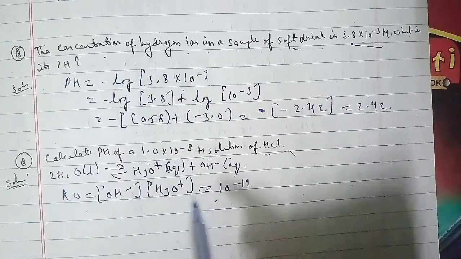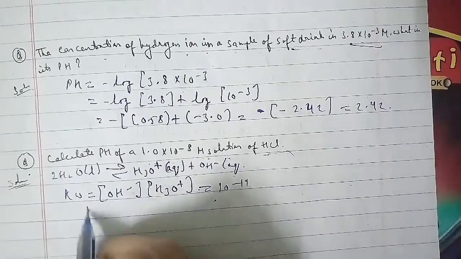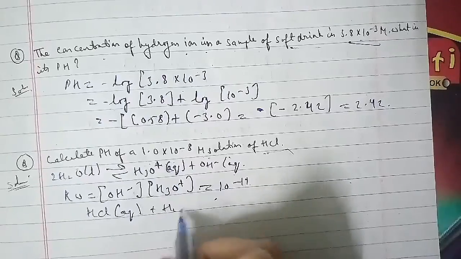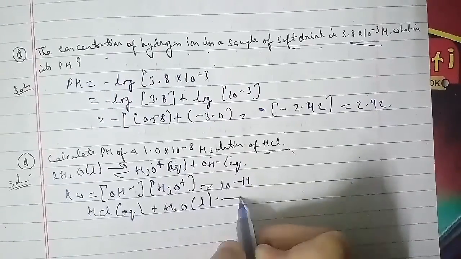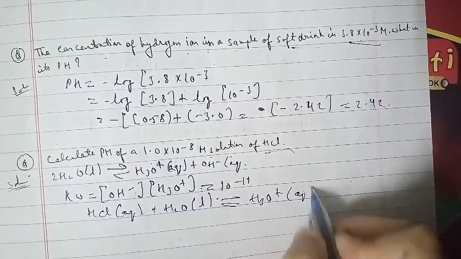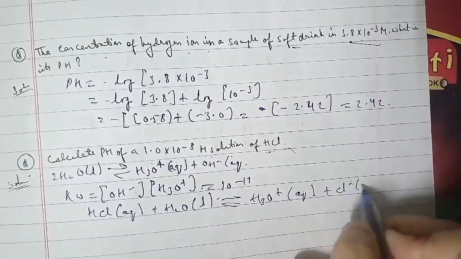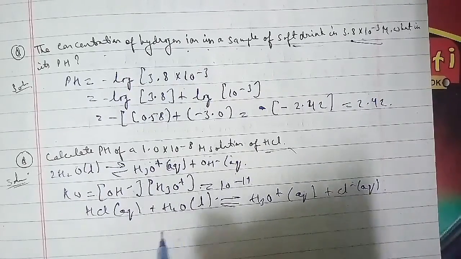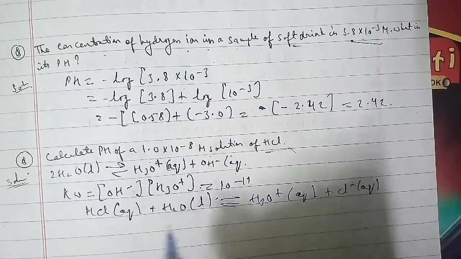In regard of that, we can say that x square plus 10 to the power minus 8 x minus 10 to the power minus 14 equals 0. So here [OH-] equals x, which equals 9.5 into 10 to the power minus 8. So the pOH is equal to 7.02 and pH is equal to 6.98 here.